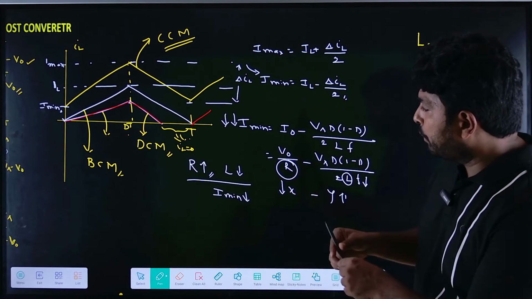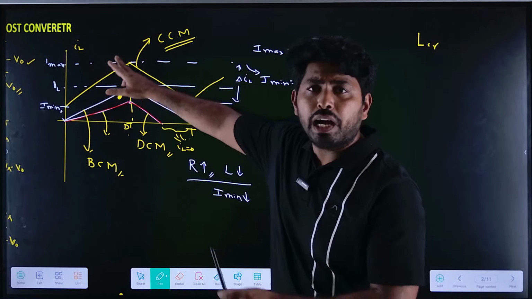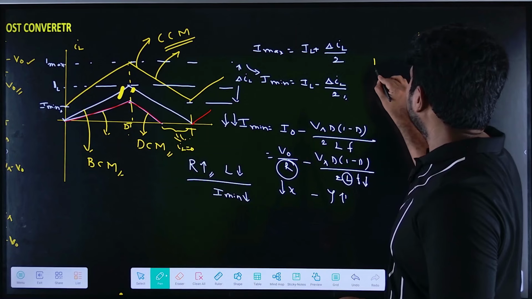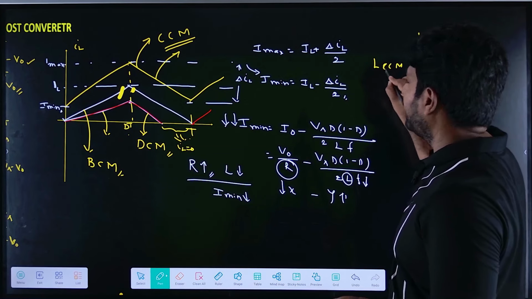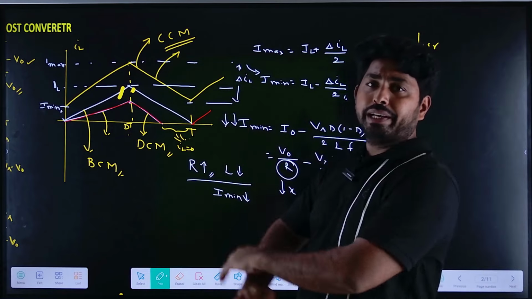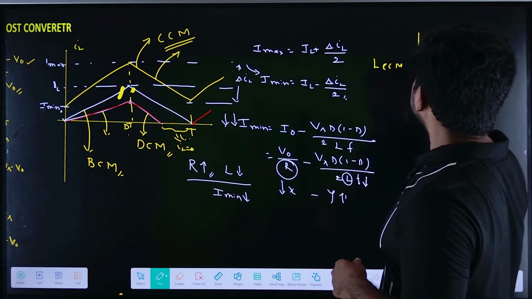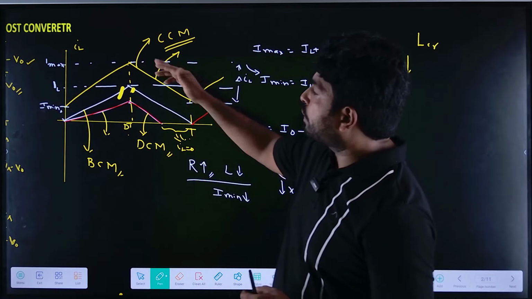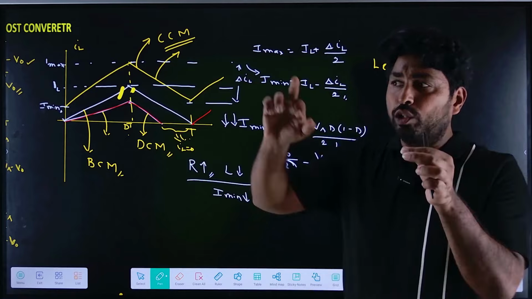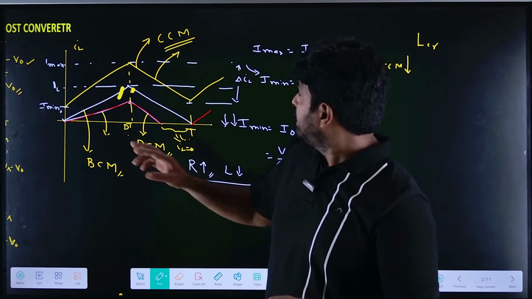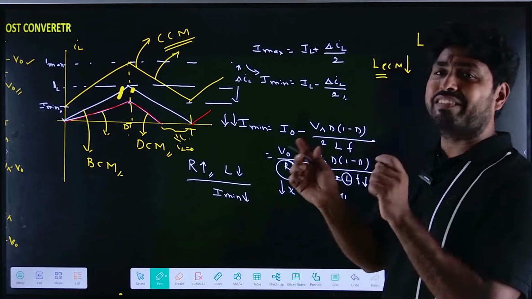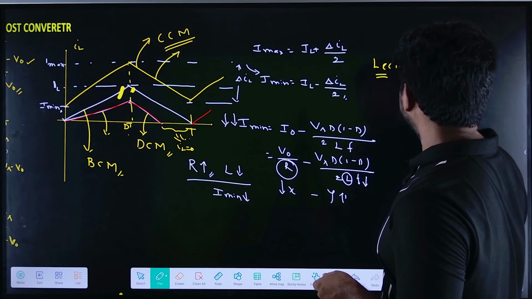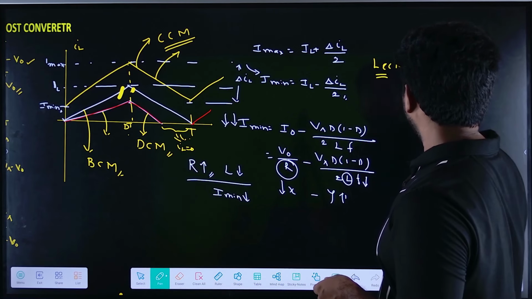If you observe here, let us initially assume that it is operating in the continuous conduction mode. Let me write this as LCCM. Now I am reducing the inductance value. So what happens? The IL waveform also reduces, the magnitude of I minimum also reduces, and somewhere I minimum will get to 0. That point we can call LCR.